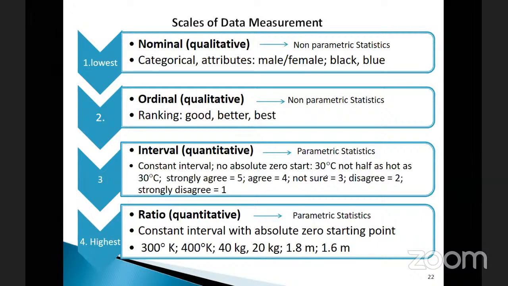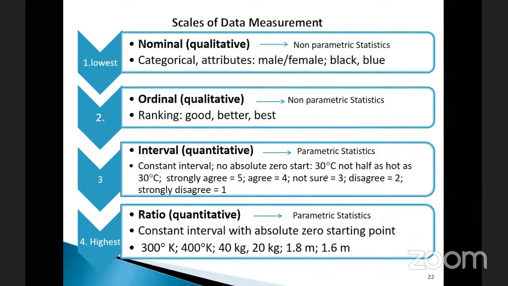In the same way, with 40 kilograms and 20 kilograms, 20 kg is half of 40 kg. If you also look at the height of people, a person whose height is 1.6 meters and another person whose height is 0.8 meters, 0.8 meters is half the height of 1.6 meters. The reason is that the measurement of height in meters has an absolute zero starting point.